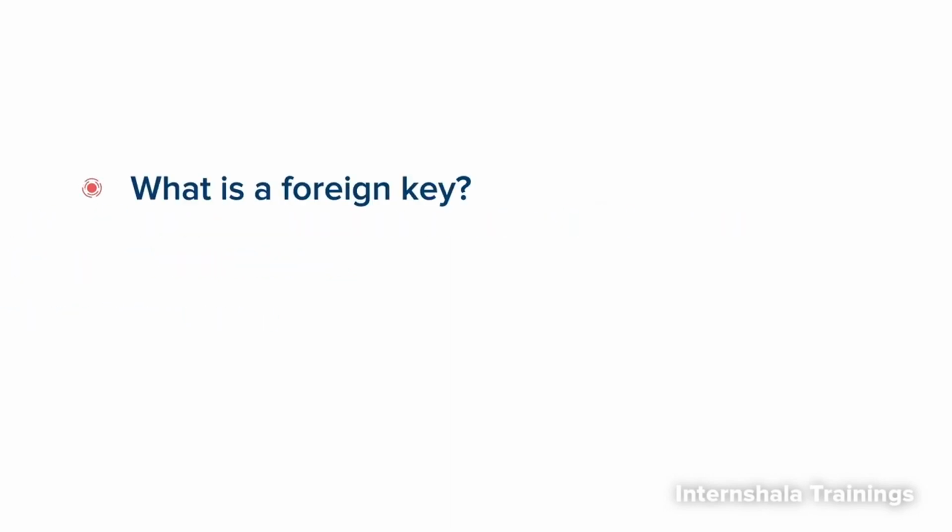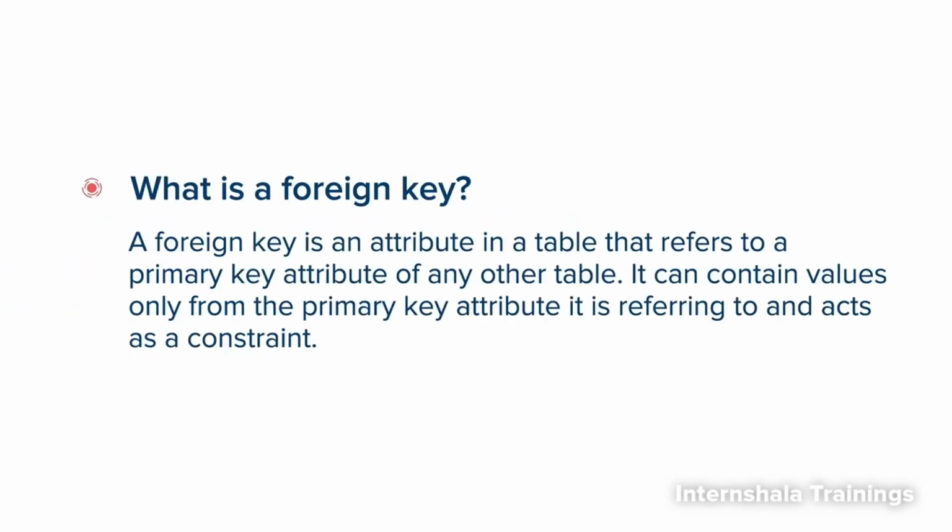Let us first understand what a foreign key is. A foreign key is an attribute in a table that refers to a primary key attribute of any other table. The foreign key attribute can contain values only from the primary key attribute it is referring to, and it acts as a constraint.